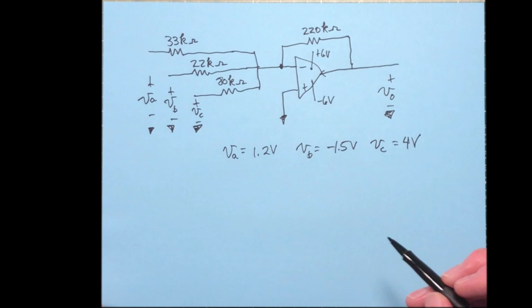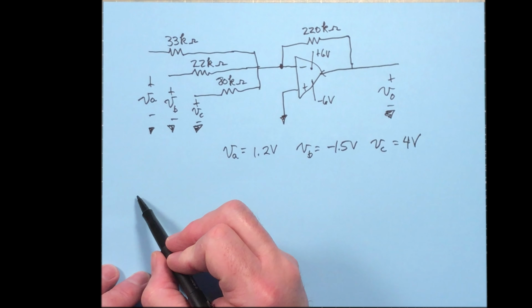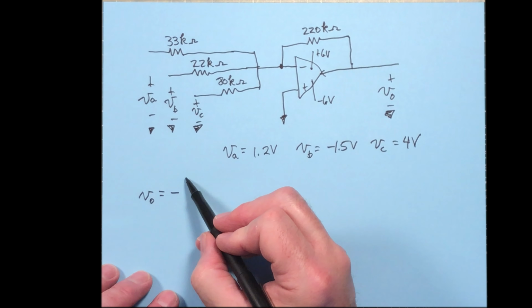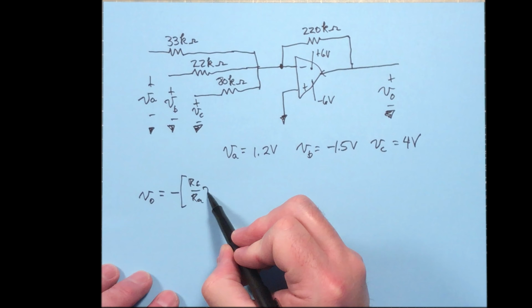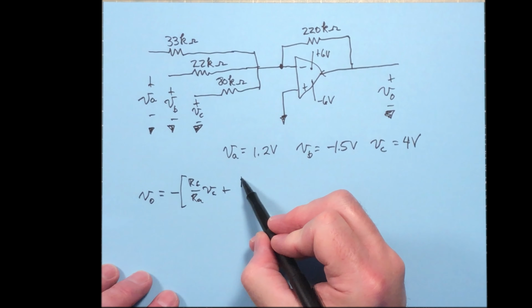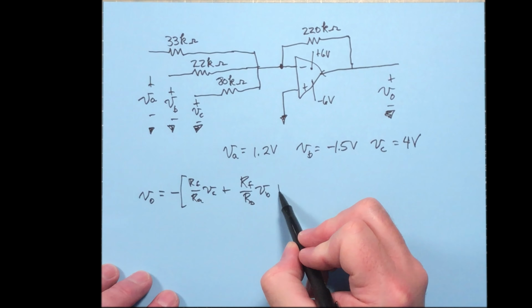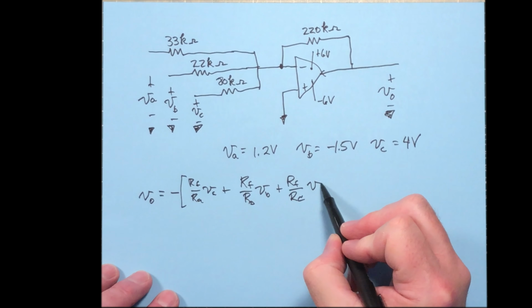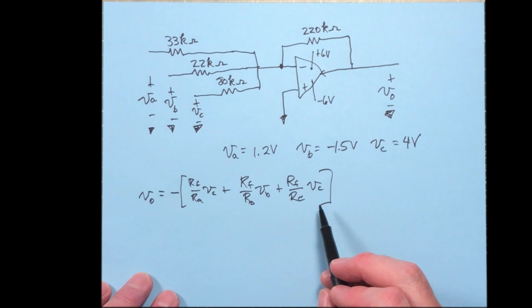Well, based upon our equation, and you could solve this and derive the same equation for this example if you want to, the output is going to be minus R sub F over R sub A V sub A plus R sub F over R sub B V sub B plus R sub F over R sub C V sub C. All right, so that's what the output's going to look like in terms of the inputs.